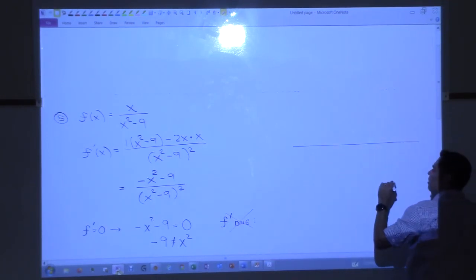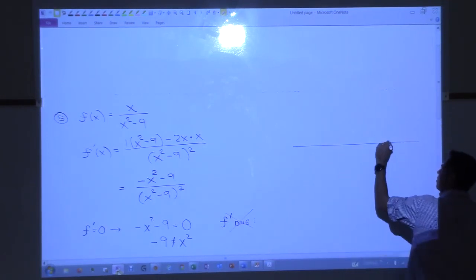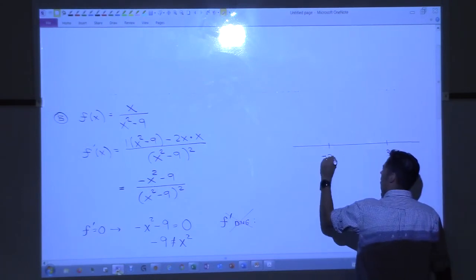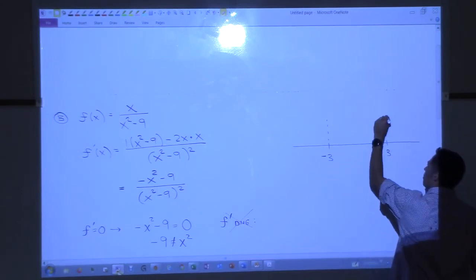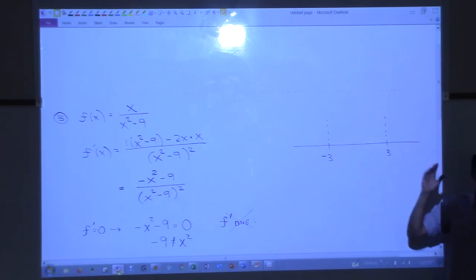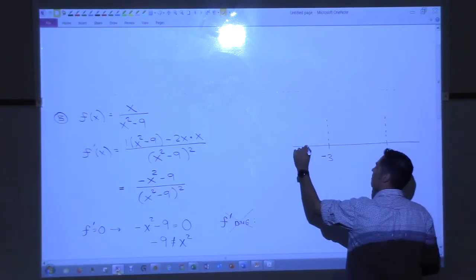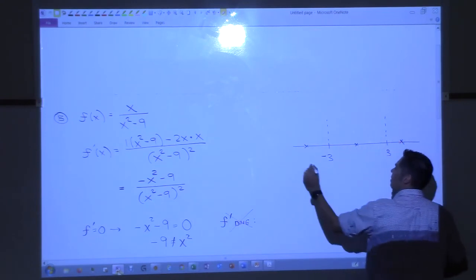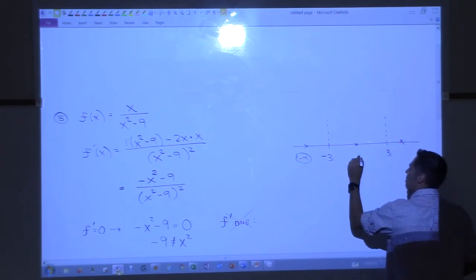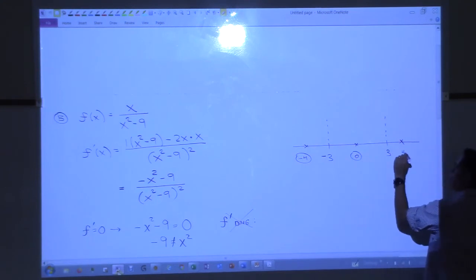So I'm going to put on my number line what? Just negative 3 and 3, right? That'll break up my number line into 3 regions, and now I need test points in each region, don't I? So I need a test point here, test point here, test point here. So how about negative 4? How about 0? And how about 4?